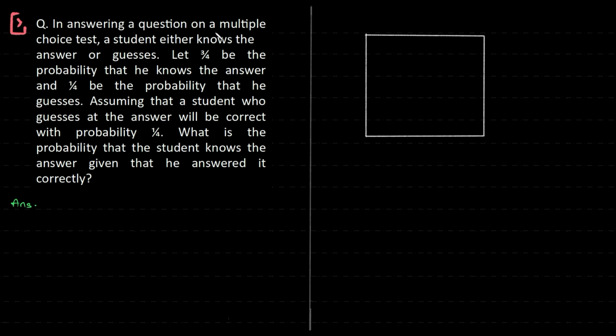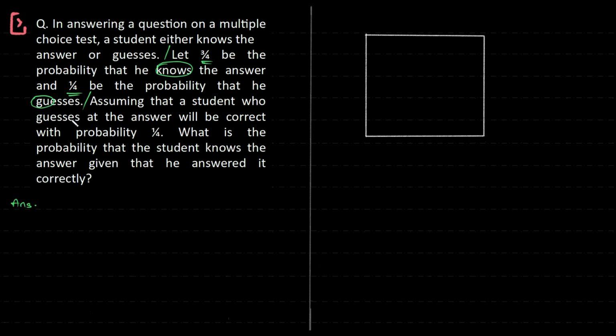In answering a question on an MCQ, a student either knows the answer or guesses it. Let 3/4 be the probability that he knows the answer and 1/4 that he guesses. He knows, and this is guess.